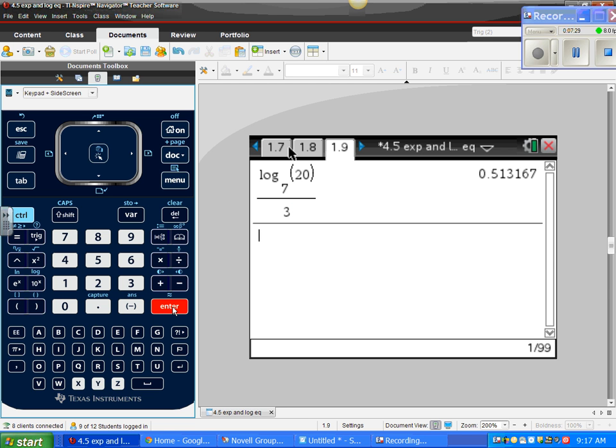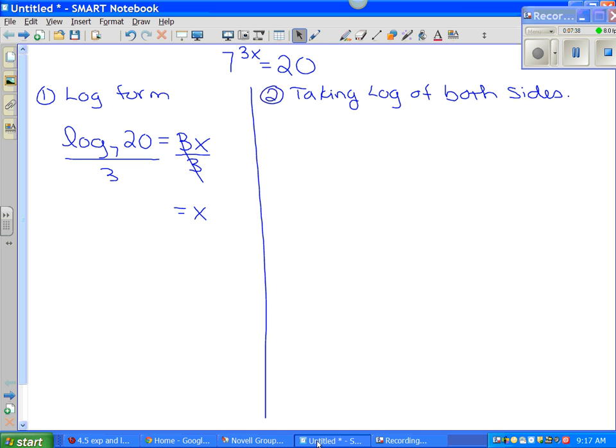And I get 0.15132. Are you okay with that? All right. One, 3, 2. 0.5132. I got my numbers backwards. Okay. All right, so second method, ready? That's it, that's the answer. Not so bad, right? Put it into log form and solve.